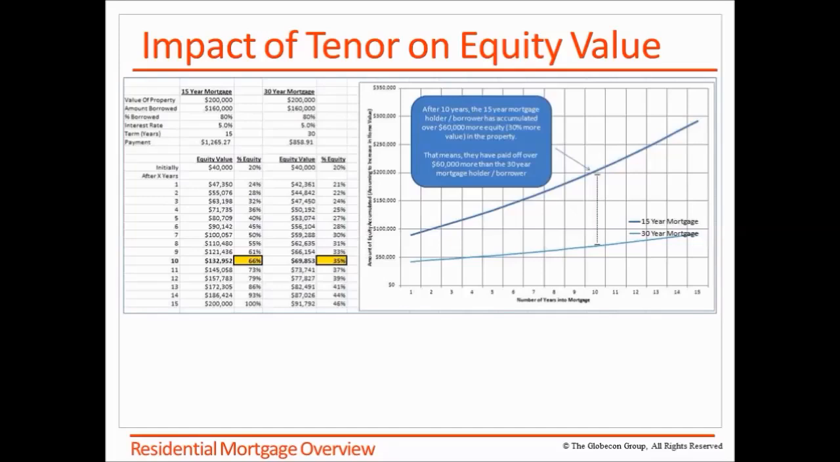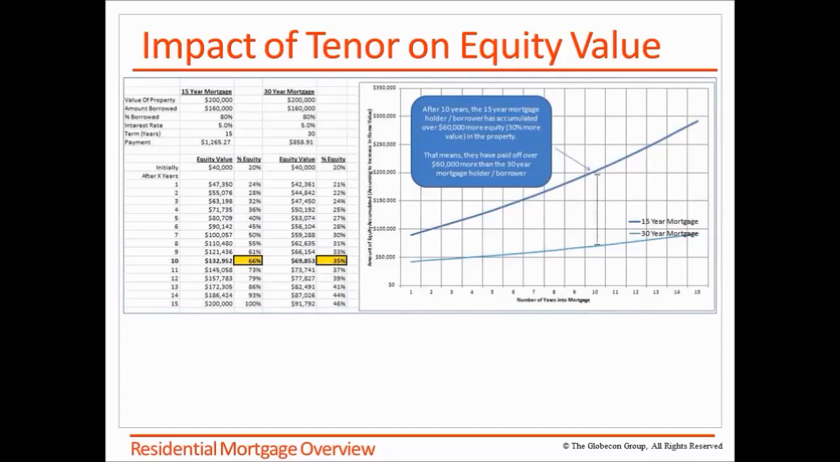So for a 15-year term, your payment is going to be $1,265, whereas for a 30-year term, your payment's going to be $858. So really there's about a $400 difference between just changing the term from 30 years to 15 years. But let's fast forward a couple years and see what happens to the equity value that you build up in your home based on that extra $400 a month and the shortened term.